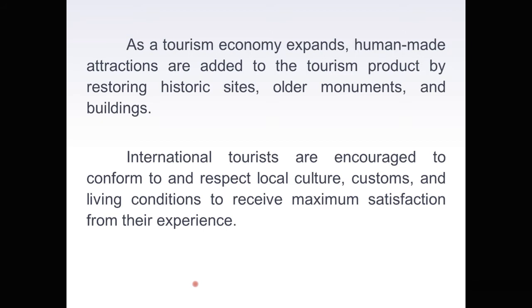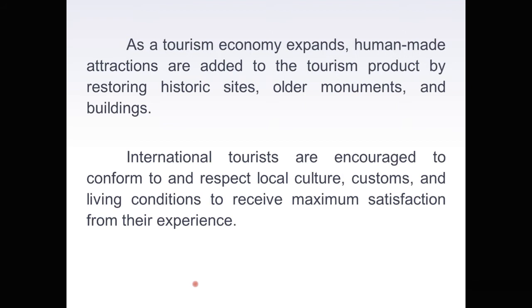So, as the tourism economy expands, human-made attractions are added to the tourism product by restoring historic sites, older monuments, and buildings. International tourists are encouraged to conform to and respect local culture, customs, and living conditions to receive maximum satisfaction from their experience. So, sinasabi natin dito na of course, kapag ang isang ekonomiya, particularly tourism industry, pag yan is lumago, usually the human-made or the man-made attractions, talagang papatok din siya.